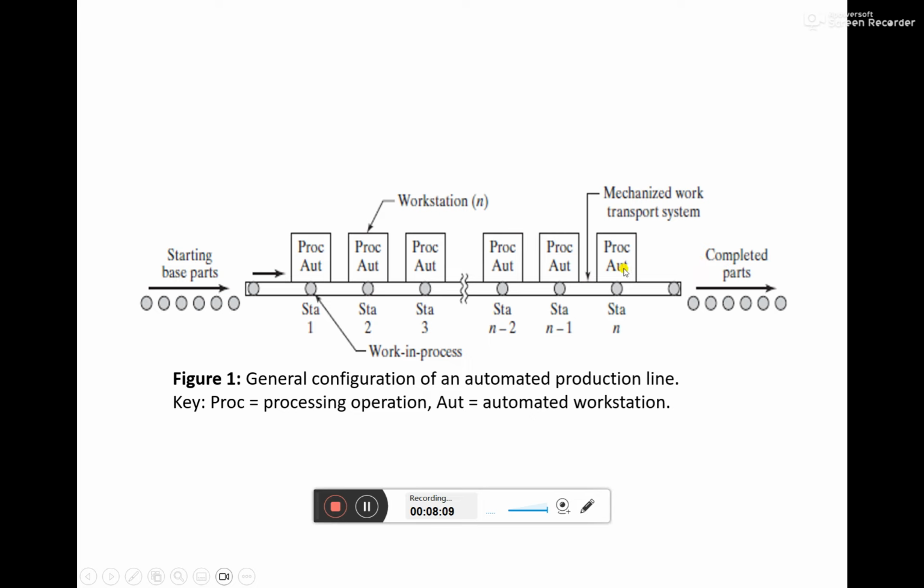You can see here that after the sixth workstation, the produced final product can be received at the right hand. So like that, this is how we can describe an automated production line.